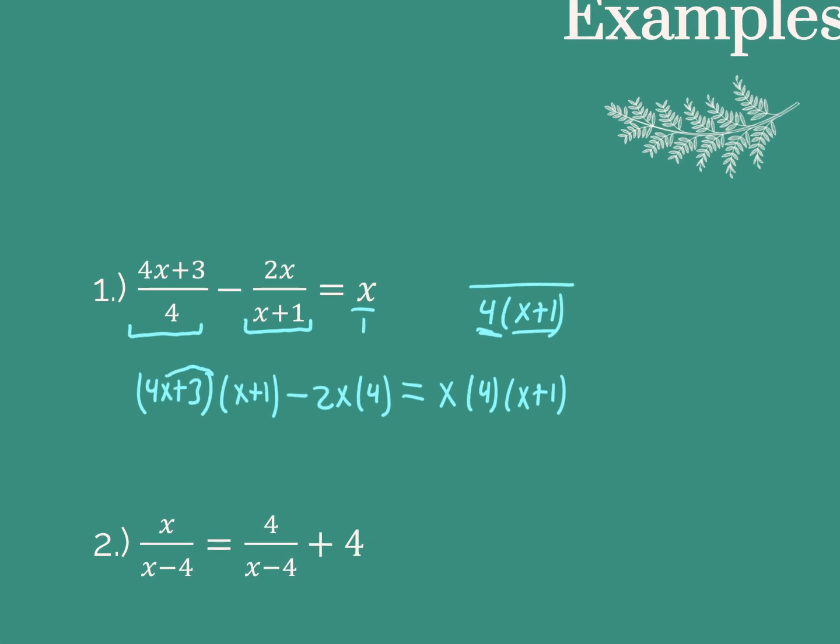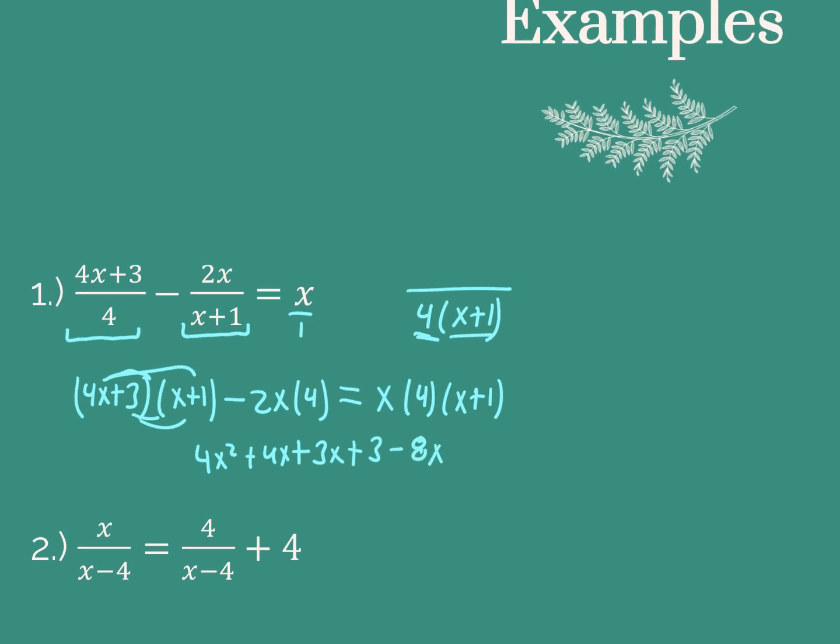It looks like over here I can FOIL. And then you're left with 4x squared plus 4x plus 3x plus 3. And then minus 2x times 4 is going to get us a minus 8x. And then x times 4 is going to get us a 4x. And then if I distribute 4x, that leaves us with equals 4x squared plus 4x. All right, and then we want to solve this equation.